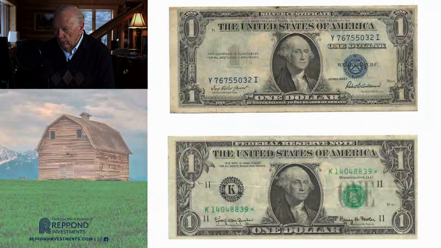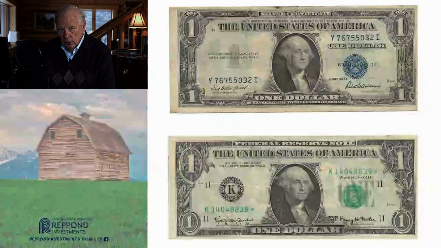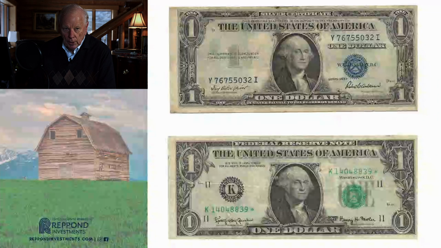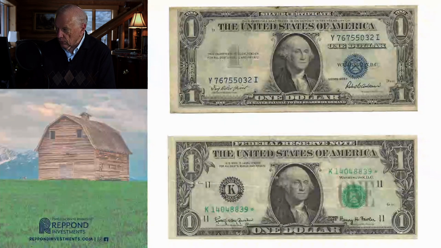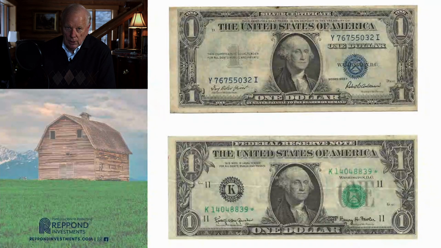So the first dollar was printed in 1935 and actually used to be backed by silver. But if you went today and tried to get that, let's say the price is $23 and you gave that and said, I want silver, you're not going to get it. The last one, same thing, you're not going to get it.